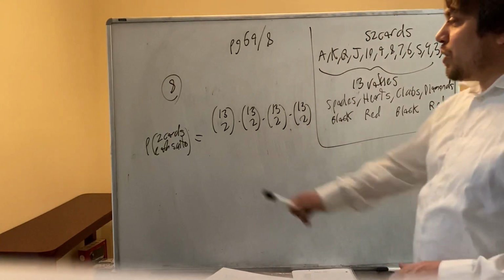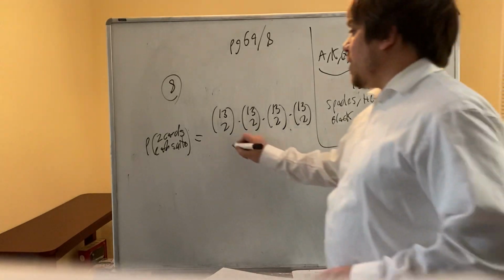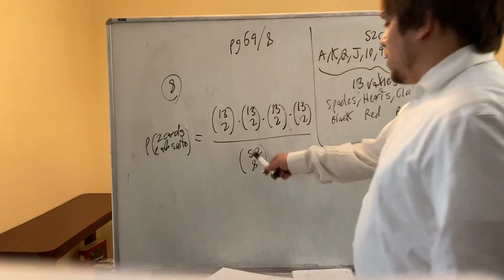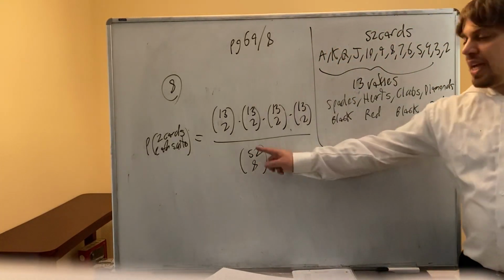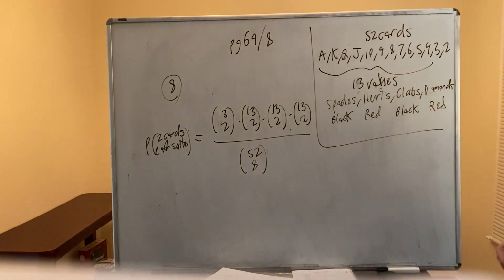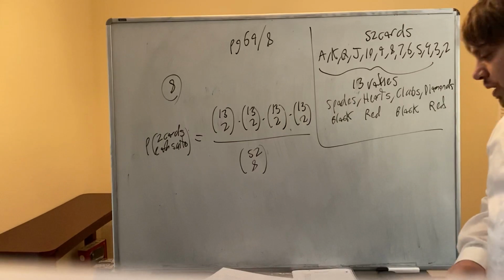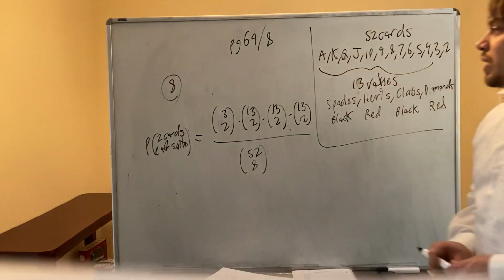Now we've chosen 2 in each suit, and then we divide that by 52C8, which is the total number of ways of choosing 8 cards out of the 52 in the deck. And so you calculate that, and that's the probability of 2 cards in each suit. All right, so that's number 8.